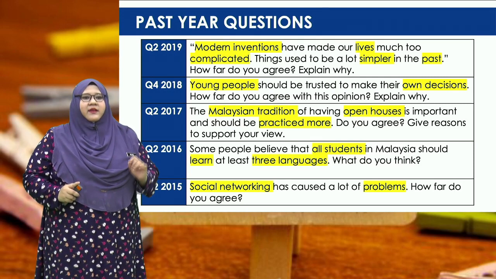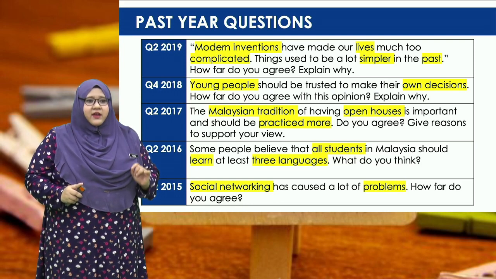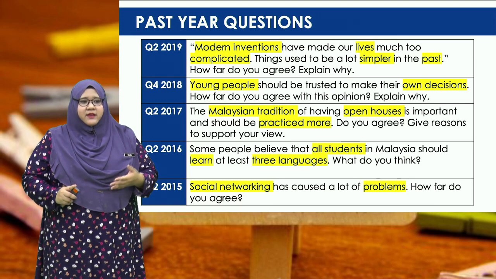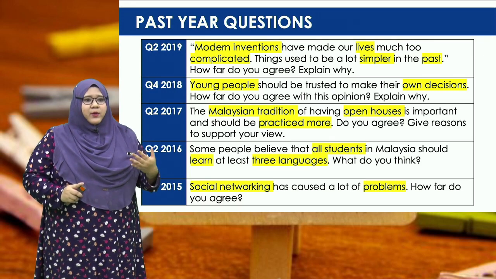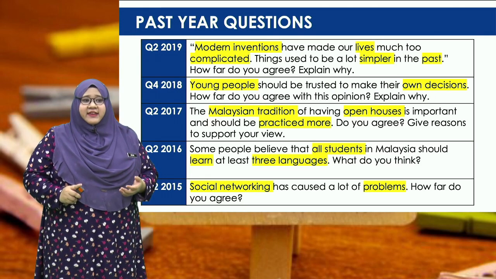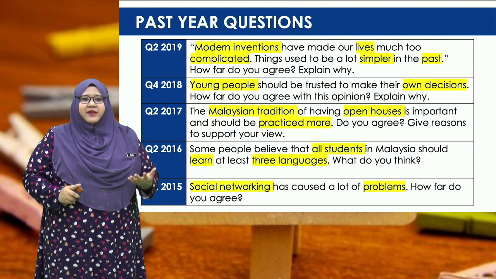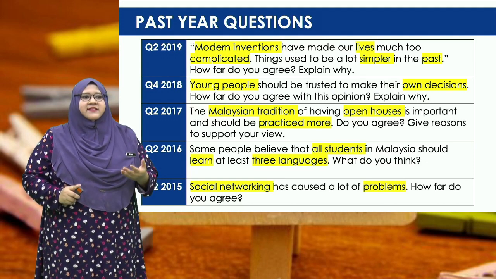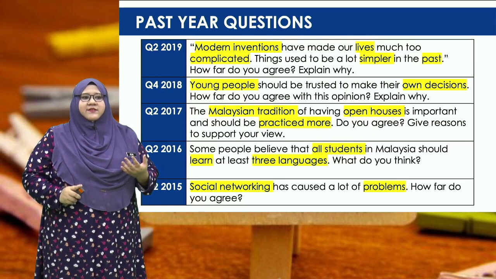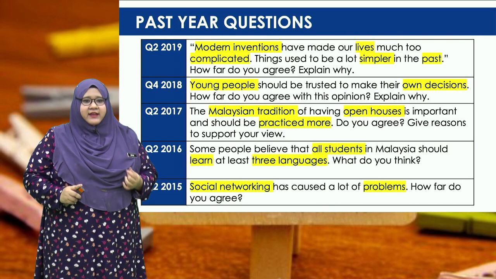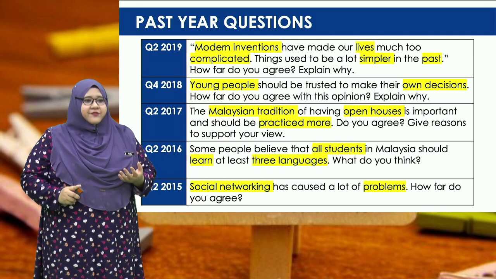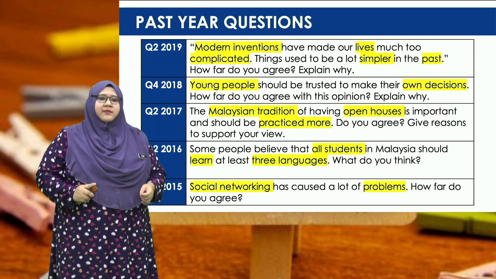Also, notice that in 2015, the question was worded negatively, has caused a lot of problems. So you have to first understand the question. For example, when a question is worded negatively like this, your reasons have to be only on problems, the disadvantages of social networking. For 2016, this question is worded positively, in which if you agree, you should provide reasons why it is beneficial to learn 3 languages.